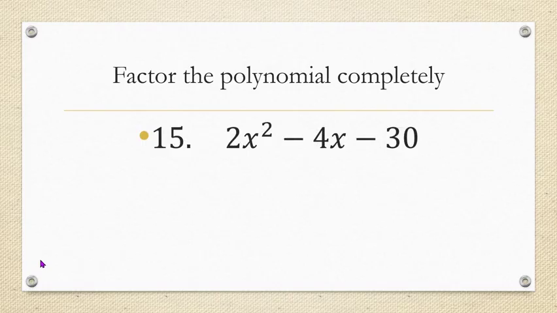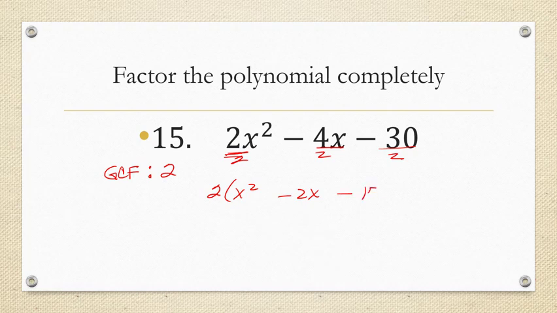Okay, factor completely. What you want to do, and I have been kind of lazy throughout this because I knew that A was always 1. But in this case, look at this. Our A is 2. So maybe look for a GCF. Is there a number that I can divide out of all the terms? Yes, 2. So let's divide this by 2, this by 2, and this by 2. So we're going to get x squared minus 2x minus 15.